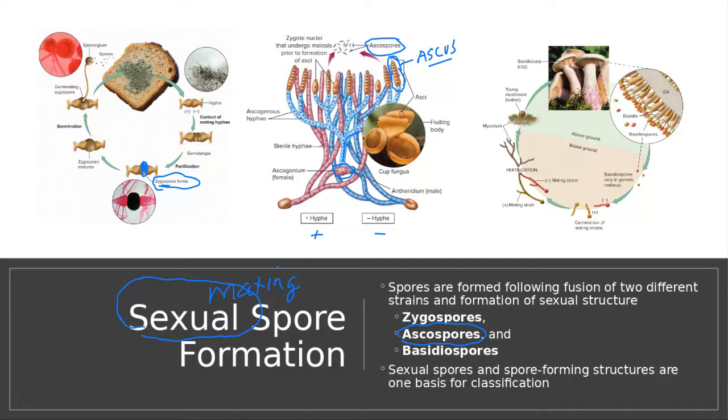This is on gill fungi, for example. Usually the positive and negative hyphae mate under the ground, in the soil. They mate together over here, and then finally grow into gill fungi over here. And then under this, there will be a structure called the basidium. If it is many, it's called basidia. And then this basidia or basidium will produce the spore, and the spore will be called basidiospores. So these are the three types of sexual spores of fungi.